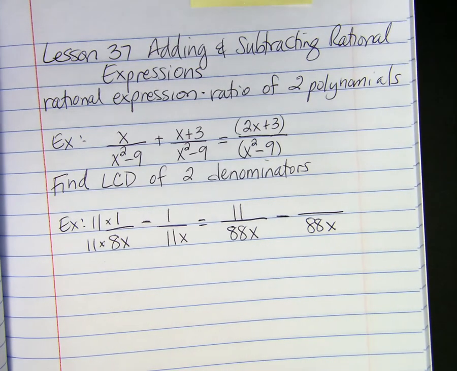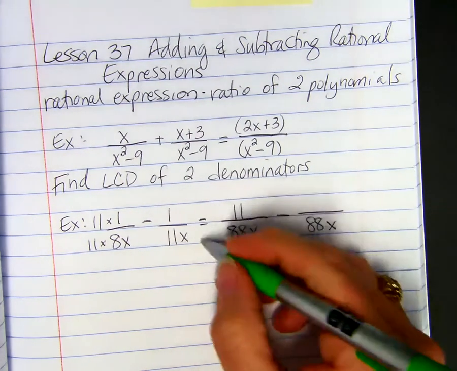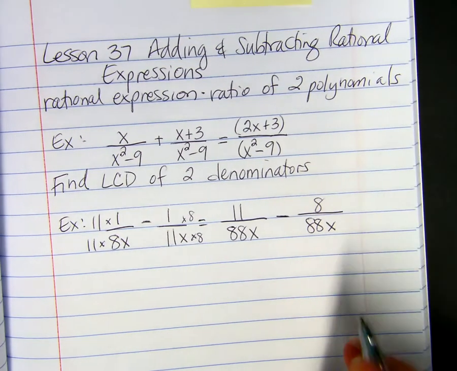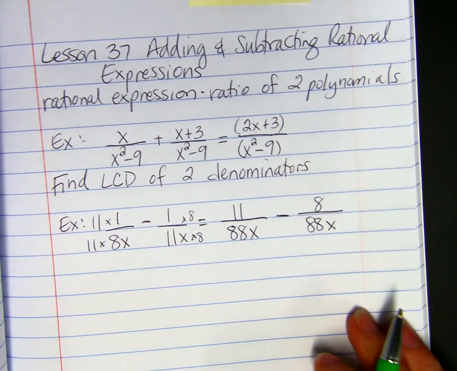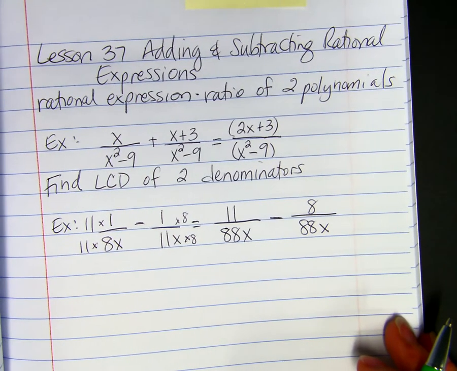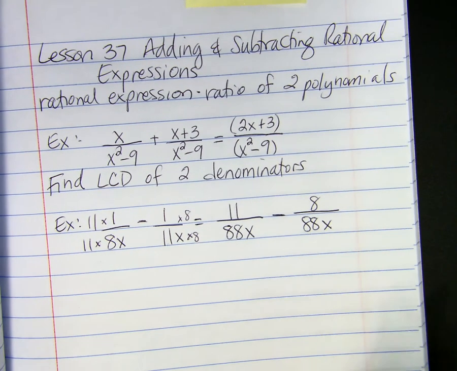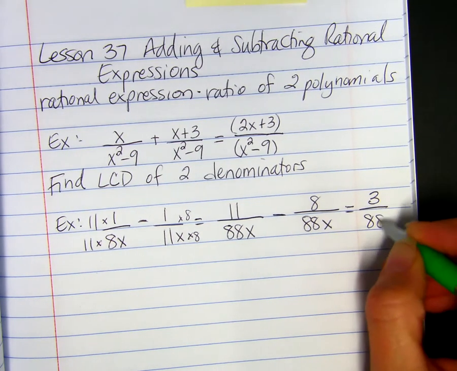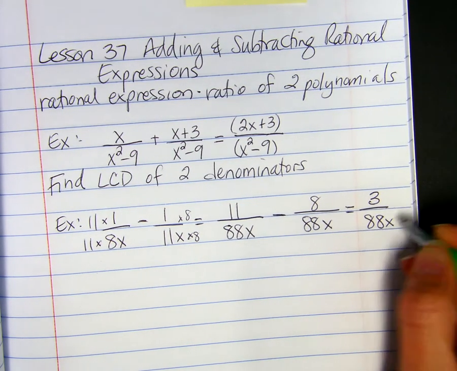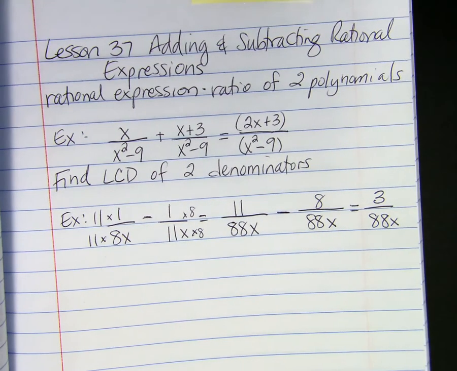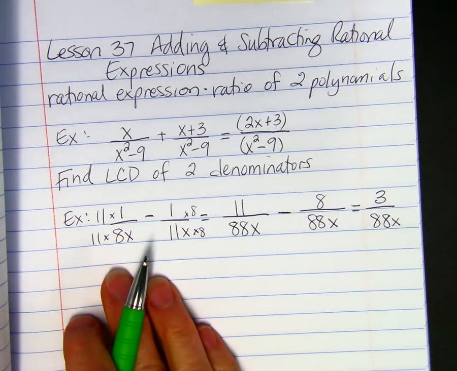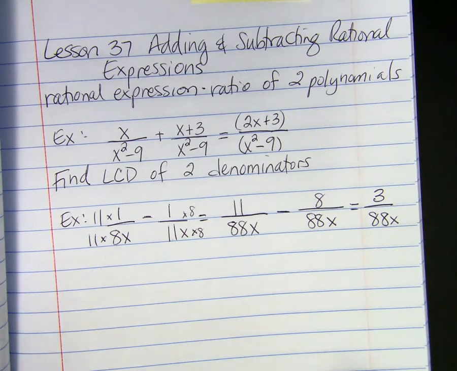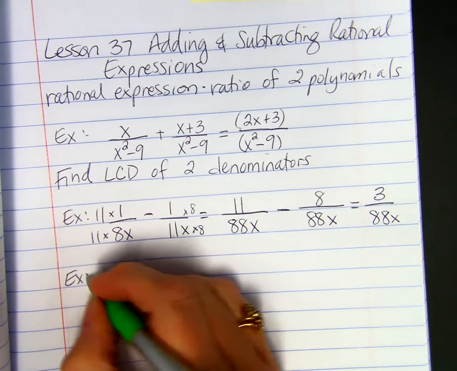So 11 over 88x, and then this one I had to multiply by 8, so I will multiply the numerator by 8, and then we can subtract. 11 minus 8 is 3 over 88x. So to find the common denominator, once you find it, then you have to rename your fractions with the same denominator.